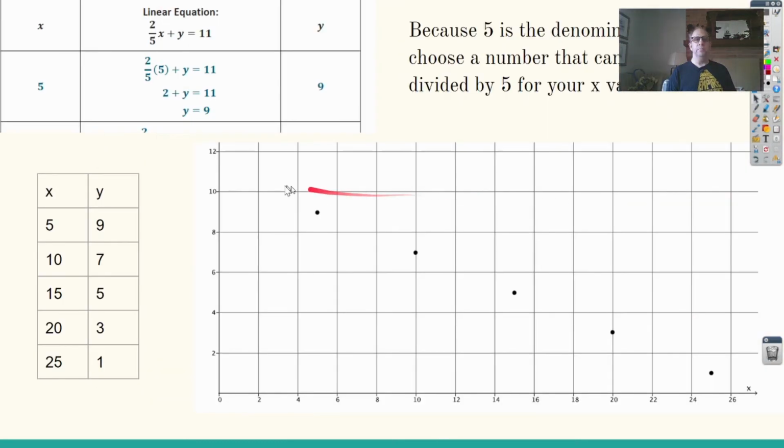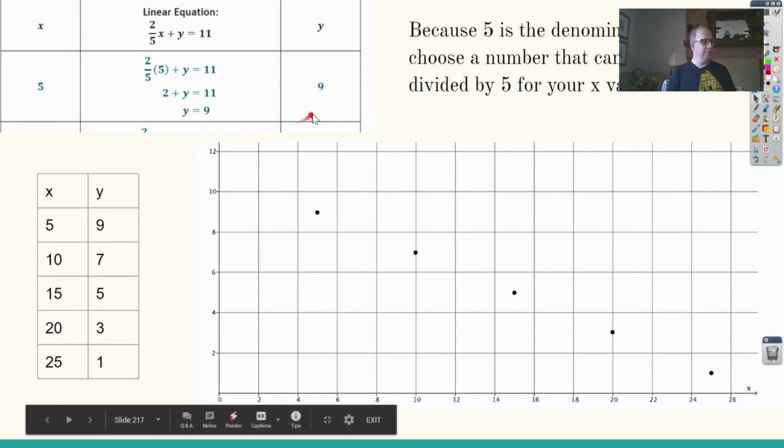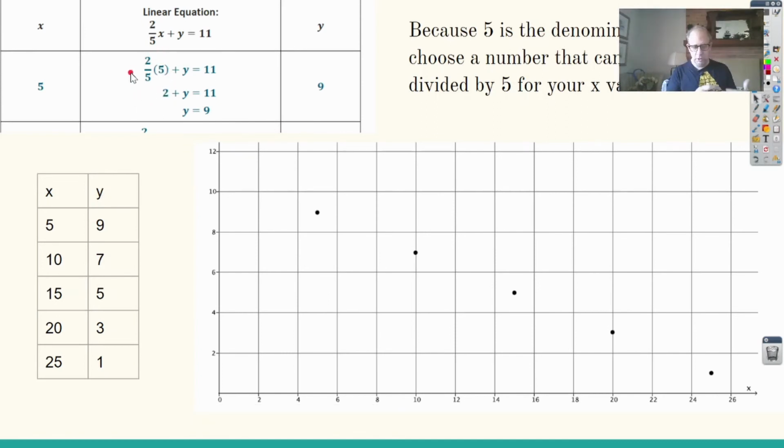All right. So I have decided to choose multiples of 5 for my x's. Why? Because I'm being multiplied by 2/5. When you multiply by 2/5, you're multiplying by 2 and then dividing by 5. So all of these numbers are going to be divided by 5, so I want a number that's a multiple of 5, right? So 2/5 times 5 is 2 times 5 divided by 5. They cancel out. It's just 2.